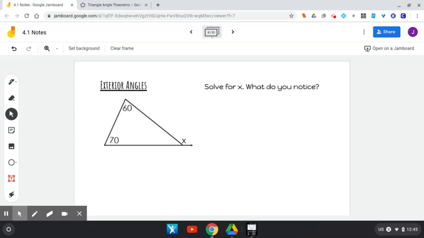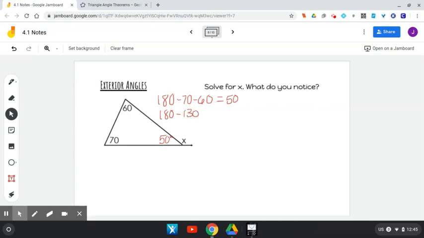We can do 180 minus 70 minus 60. That gives me 50 degrees. So this angle right here is 50 degrees. And how I did that so quickly in my head is I knew that 70 and 60 combined was just 130.